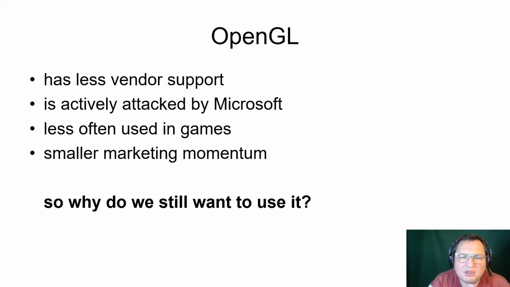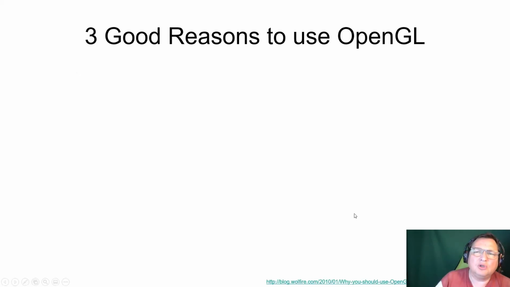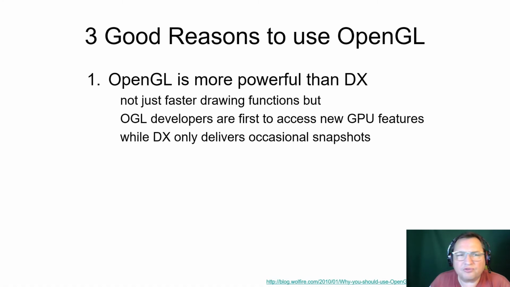So why do we still want to use it? I have three good reasons for you to use OpenGL. First of all, OpenGL is more powerful than DirectX. Not just faster drawing functions, but also OpenGL developers are always the first to access the new GPU features, whilst developers depending on DirectX are only delivered occasional snapshots, basically on the Microsoft update cycle.